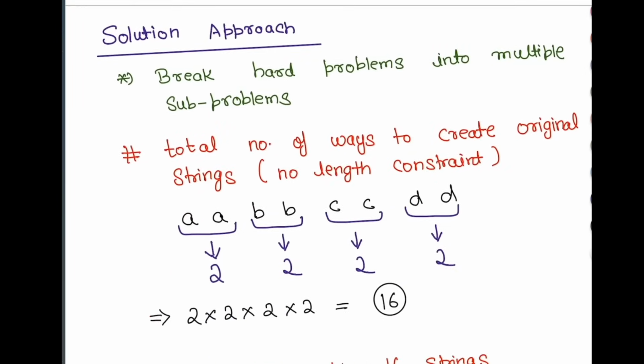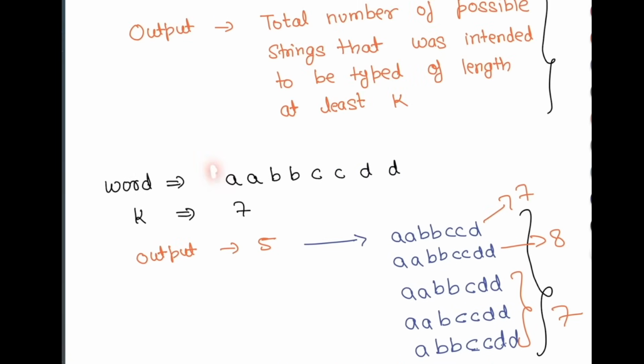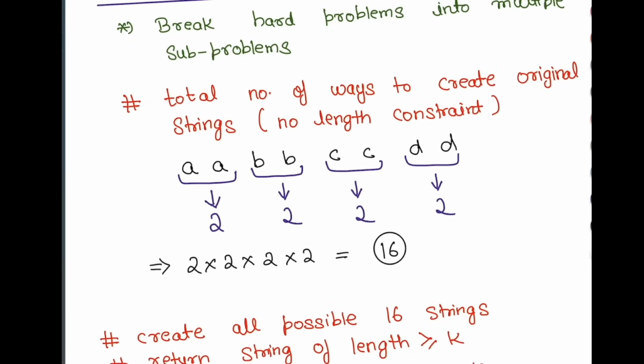Now let us focus on the solution approach, and as I have told you, if you are trying to solve a hard problem, try to break it into multiple sub problems. Maybe those sub problems are medium level, but after getting combined it becomes a hard question. So no worries, let us try to break this problem. First of all, what you can think about is, forget about this particular constraint. What if you are trying to find the total number of ways to create the original strings which Alice was trying to type if you have no length constraint, that is, of any length she was trying to type, find out how many total strings you can create.